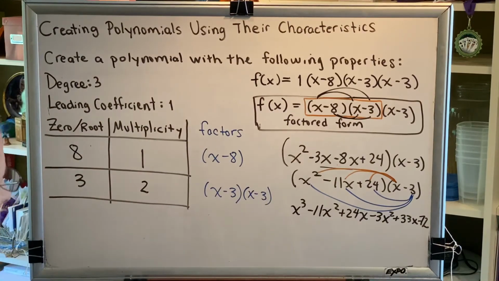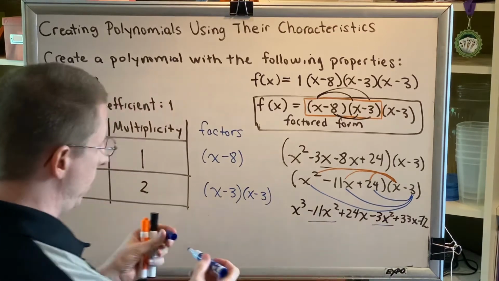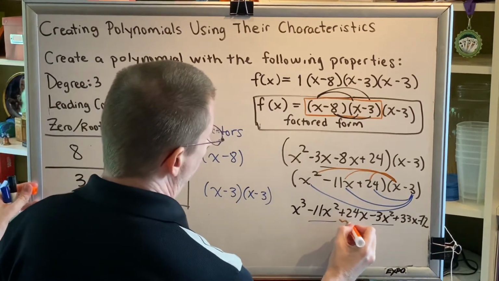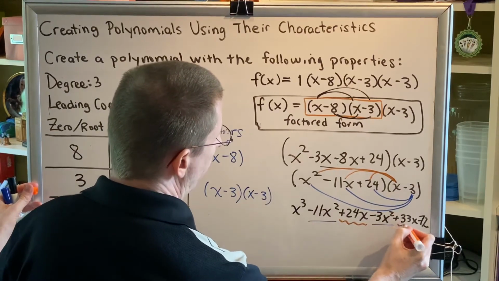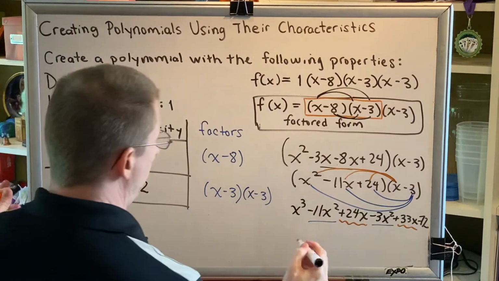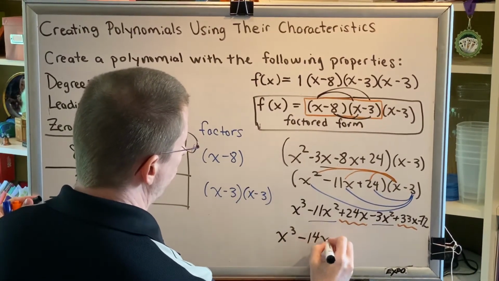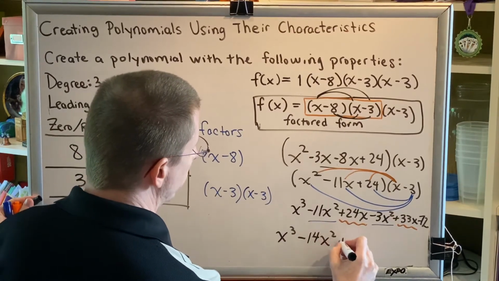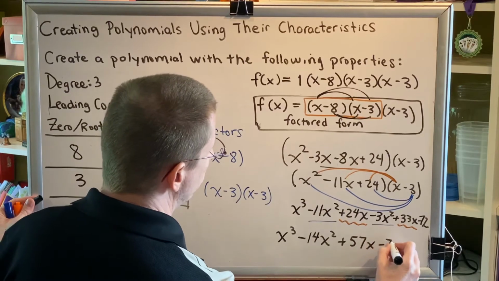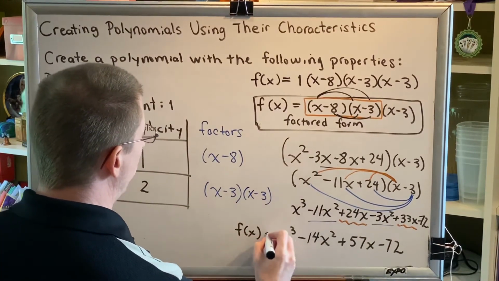Now I have to identify like terms that I can combine, such as this minus 11x squared and this minus 3x squared. And then later on, this plus 24x and this plus 33x. Combining these is going to give me x cubed minus 14x squared plus 57x minus 72. This is my f of x in polynomial form.